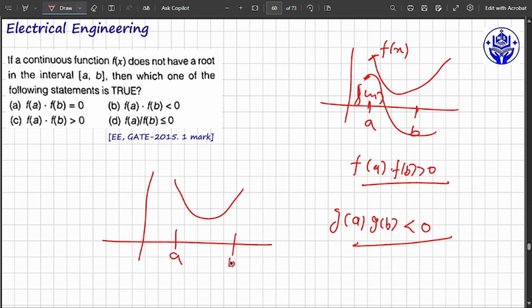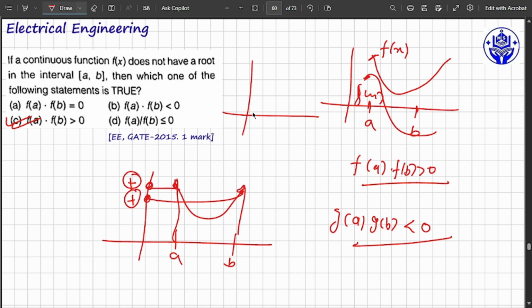This is a and this is b. Now a is like this, and let's say b is like this. This is positive, this is also positive. The function value at both points is positive. It is positive and positive, it is positive. So it will be C.